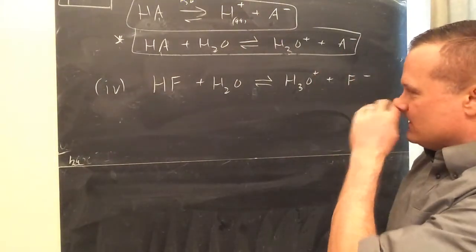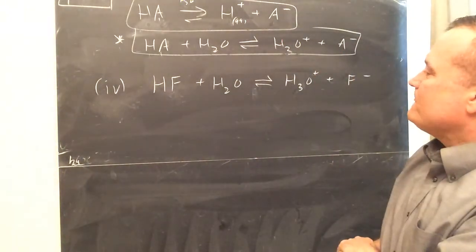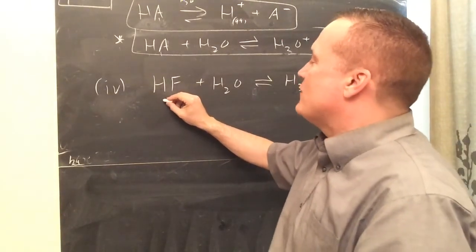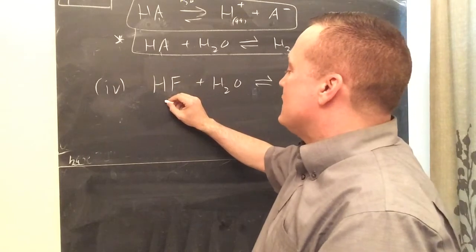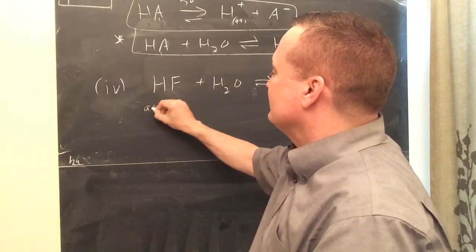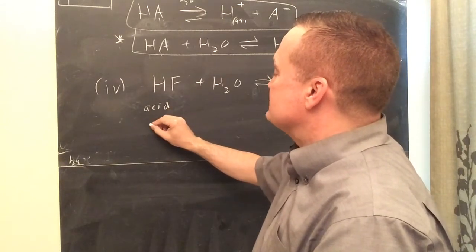I'll explain that here. So, in this reaction, HF is called your proton donor. Okay, so this is the proton donor, the acid. It gives away the H plus. Proton donor.